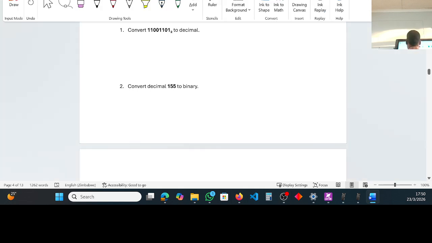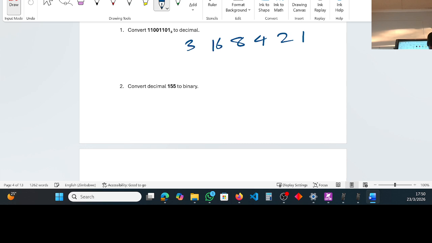The first problem, we are interested in a conversion from binary to decimal. So what we'll do, like we did earlier, we need a scale: 1, 2, 4, 8, 16, 32, 64, 128, 256. It keeps on going like that. Then we try and map what we have there, which is 0, 0, 1, 1.